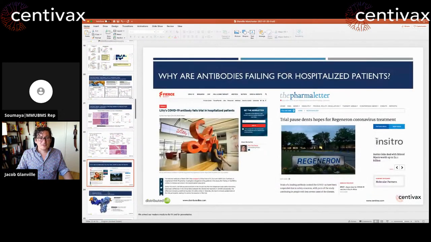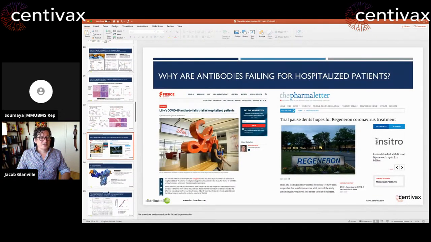One of the challenges, as I mentioned, was that I was concerned about immunotoxicity. And indeed, both the Lilly and the Regeneron antibodies have failed in the hospital. They've succeeded if you give them to people right when they get sick; it protects them from getting worse and requiring hospitalization. But if you give it to people who are already in a hospital, it seemed like it was doing more harm than good.